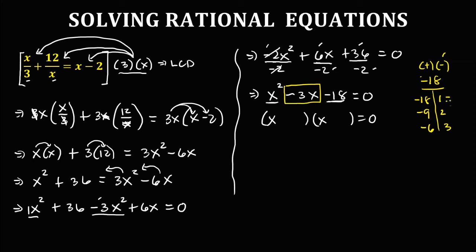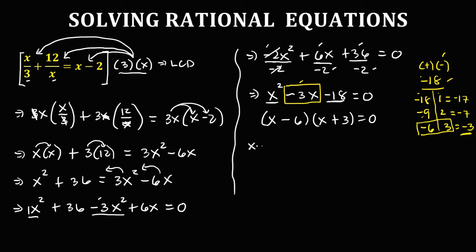Then add all the factors. So we have negative 18 plus 1, that's negative 17. Negative 9 plus 2, that's negative 7. Negative 6 plus 3, that's negative 3. Then since in the quadratic equation the middle term is negative 3, and this one is negative 3, these are the factors of this negative 18. So we have x minus 6 and x plus 3. Then equate the two factors to 0.